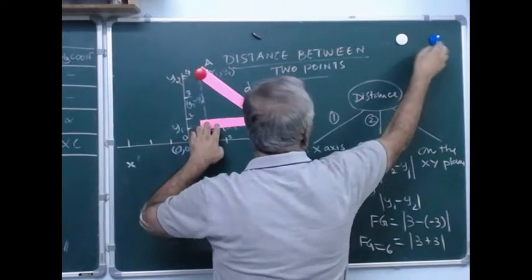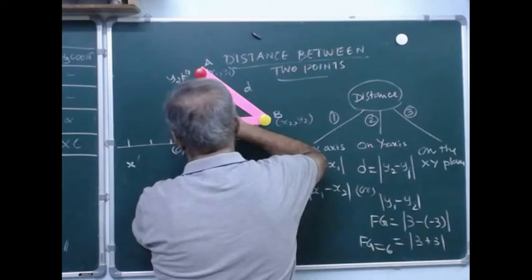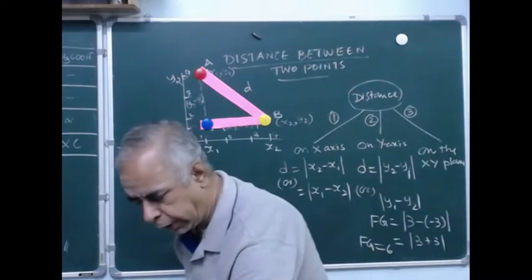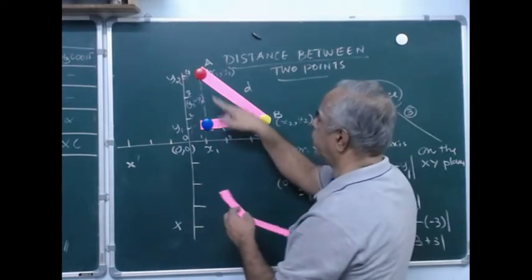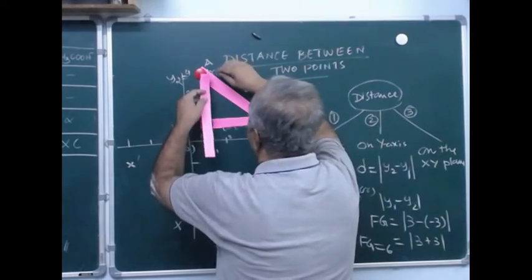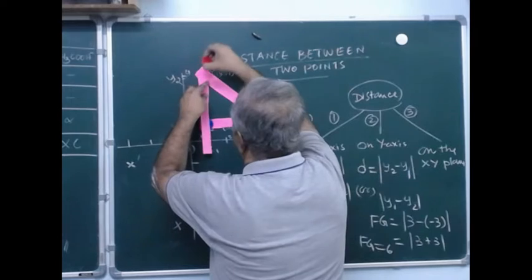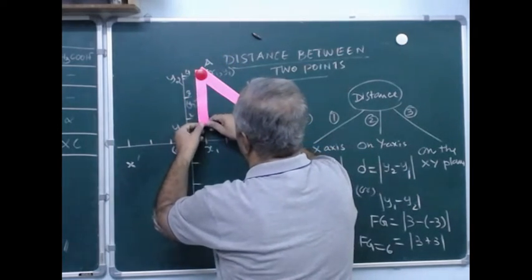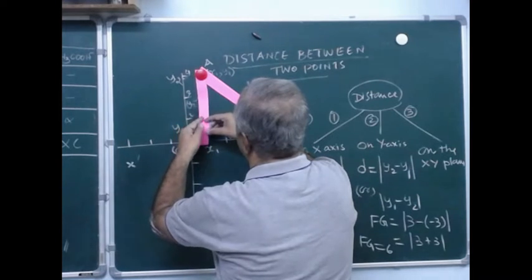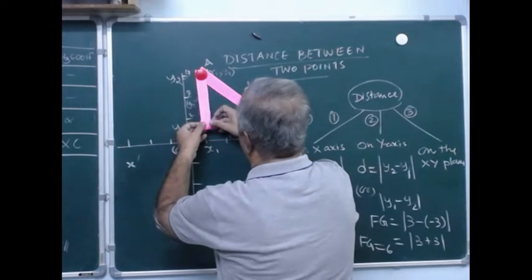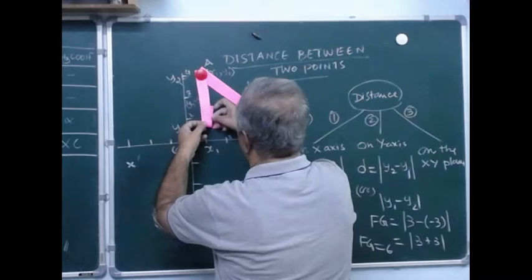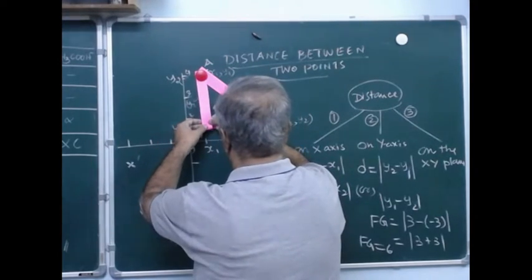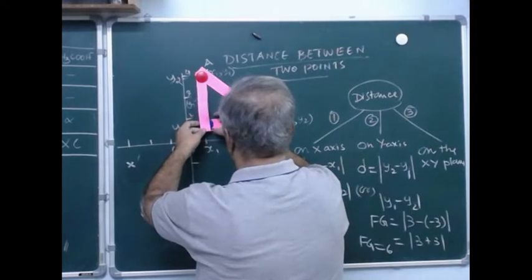Okay? Let me take another viewpoint here. Right? And we have another point here. Okay? So it means we are able to get a right triangle. Got this point? This is the right triangle.